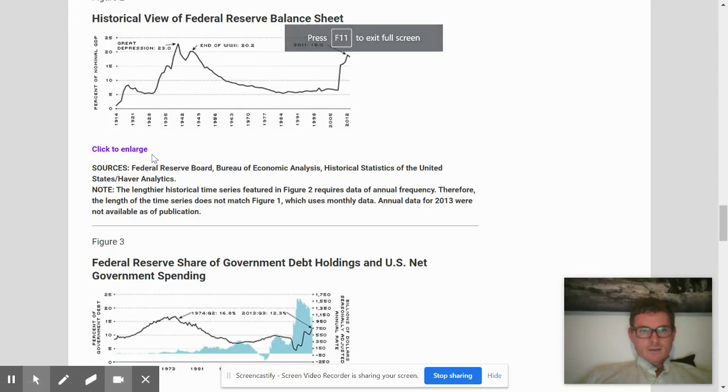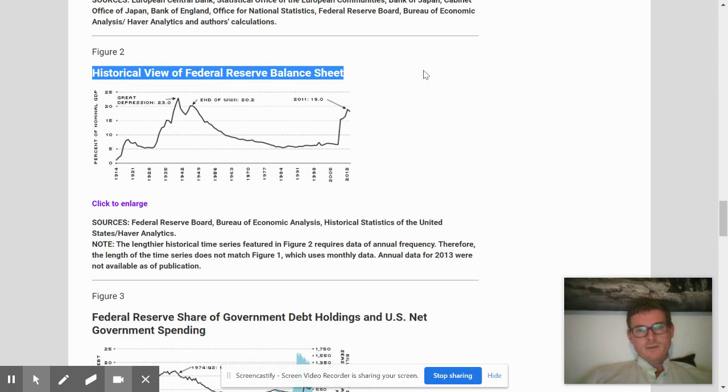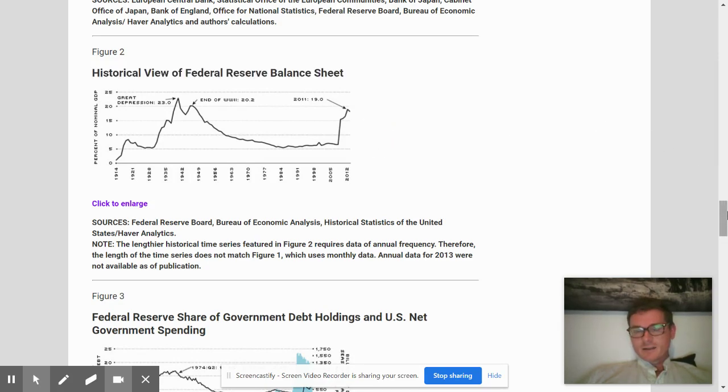All right. So I'm having a look here at the historical view of the Federal Reserve balance sheet. And this is a chart that's somewhat hard to find. I saw this on a channel called Game of Trades. This is one of my favorite technical analysis channels.